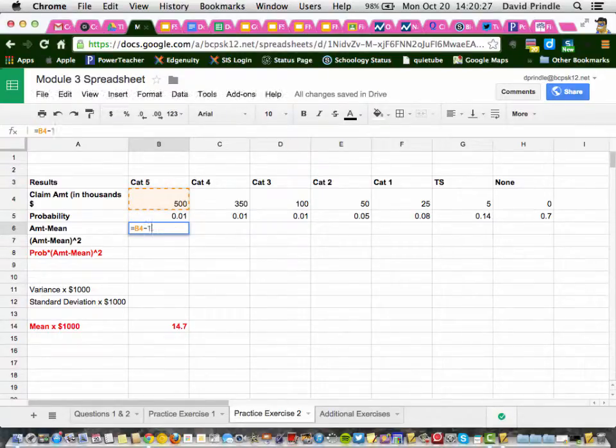Minus 14.7, because that's our mean. And hit return, and it should pop up. What did I do? Hit the wrong. I know, but it didn't calculate. There we go. Put it in parentheses, that's better.